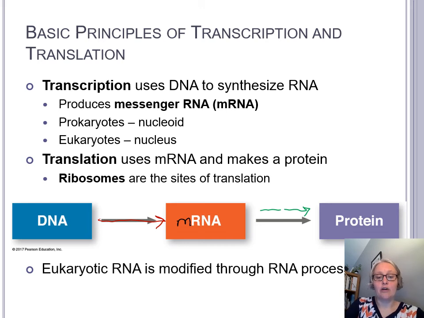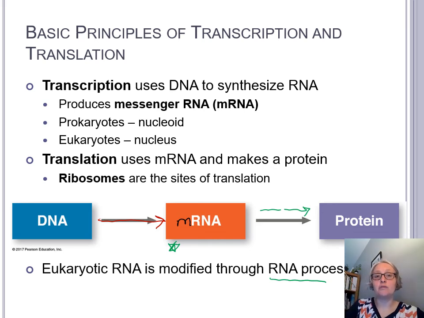Uniquely, eukaryotes add in a little extra step right in the middle. So eukaryotic mRNA is going to be modified through a step called RNA processing. This is something that we'll look at again today. This is unique to eukaryotes. So big picture wise, before we get into the weeds, as we think about chapter 17, we're learning about gene expression. Transcription first, followed by translation.